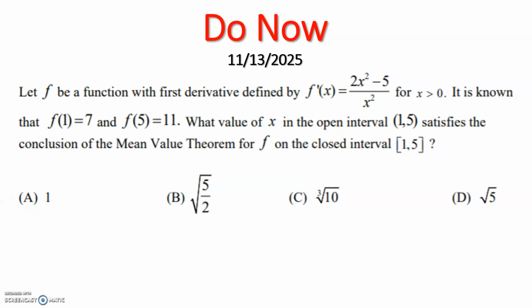All right, so here's today's do now. Let f be a function with the first derivative defined by f prime of x equals 2x squared minus 5 over x squared, for x greater than 0. It is known that f of 1 is 7 and that f of 5 is 11. What value of x in the open interval 1 to 5 satisfies the conclusion of the mean value theorem for f on the interval 1 to 5?